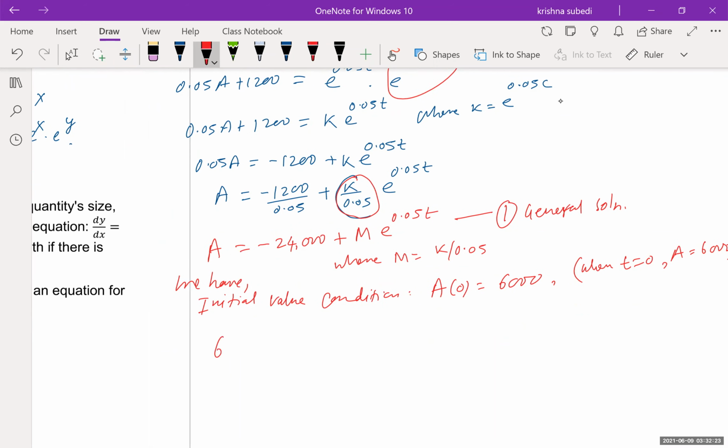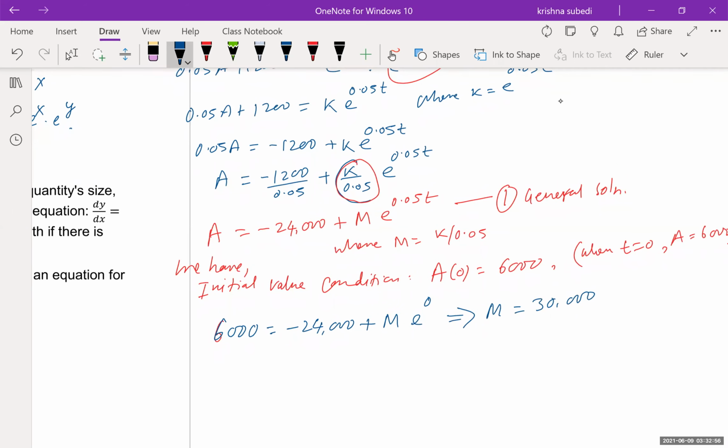So you're going to get 6,000 equals negative 24,000 plus m e raised to power 0. And this gives me m equals, can you tell me how much is that? m will be 24,000 plus 6,000, that is 30,000. All right.